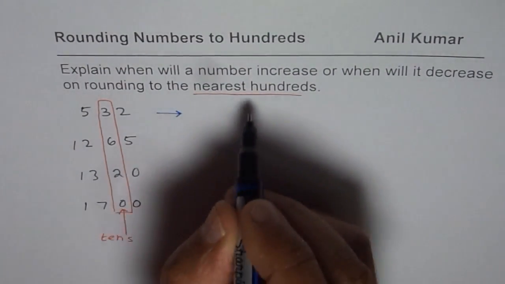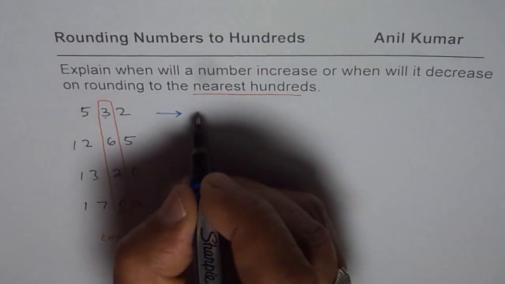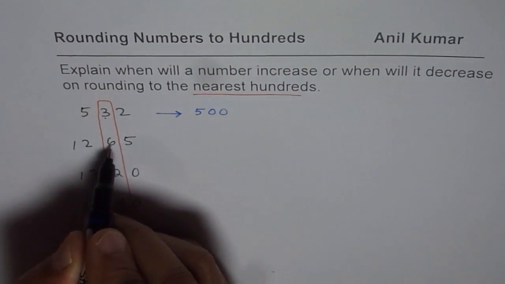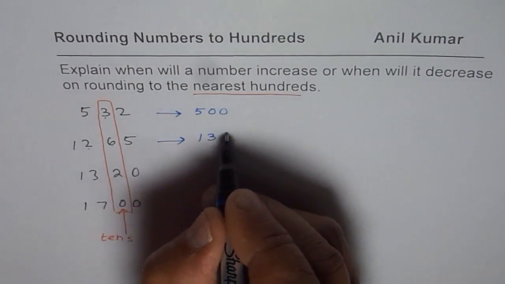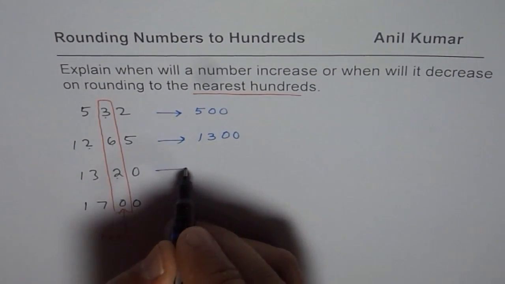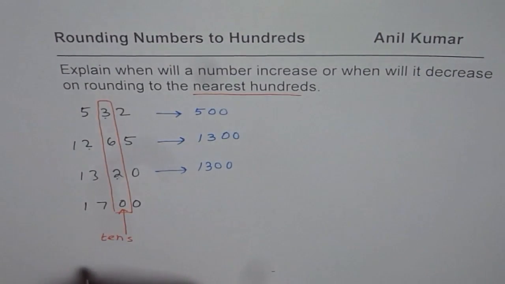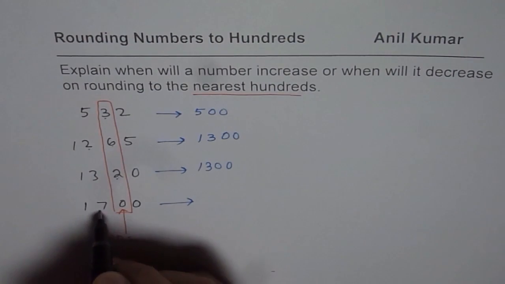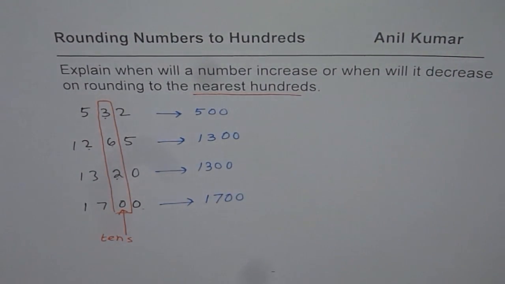532. After rounding to nearest hundreds, this number is lower, so it rounds to lower number 500, not 600. In this case, this is 5 or more, right? So it rounds higher, this becomes plus 1, 1300. Lower, so we just make it 0. But when this number is 0, what do you get? This is already rounded to 1700. So 1700, 1700. Do you see that?